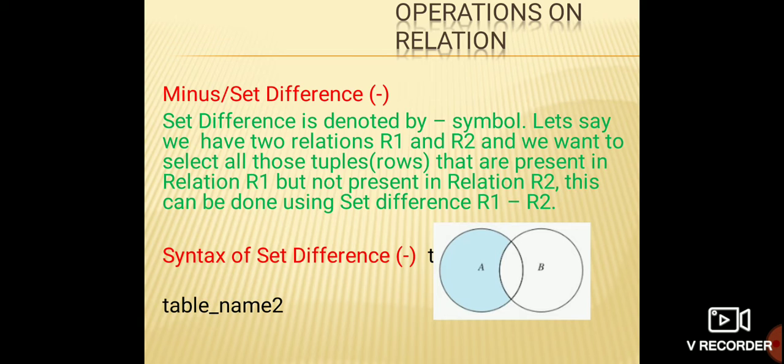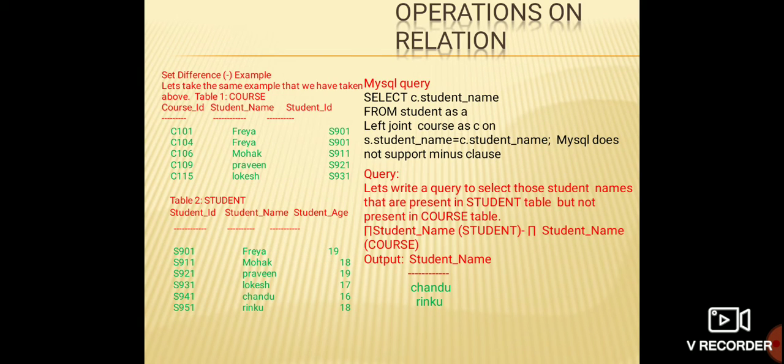This is the query for using minus. You can see the example also, like for a MySQL query: select C.student_name, where C is the short form I have mentioned for course, from student as left join. This join query you will understand more clearly when you deal with join clauses. In the next class I will teach you about joins, how you can make queries using join. Just see the queries, how the operations are being used.